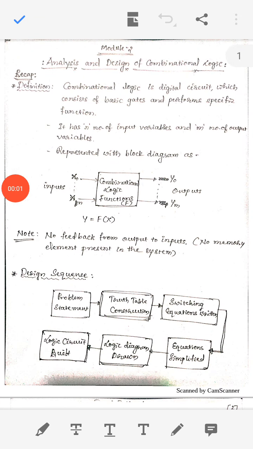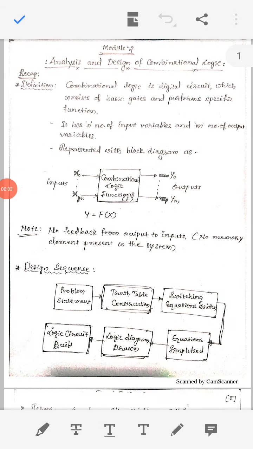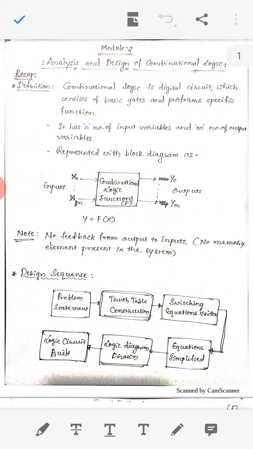So welcome to the digital system design subject. In this module, we cover the analysis and design of combinational logic. Before going to the analysis and design of combinational logic, first we need to recap, or revise, what combinational circuits are and why they are required.